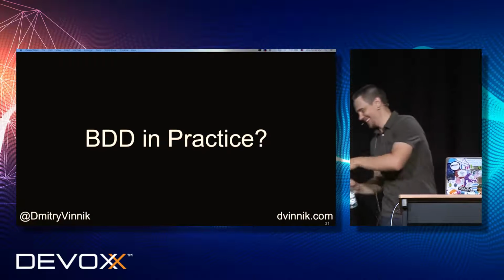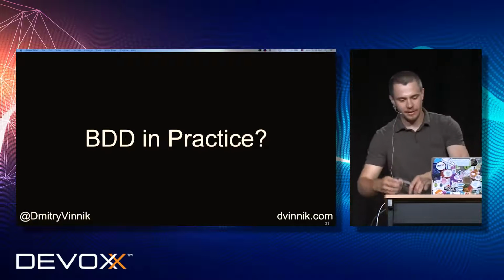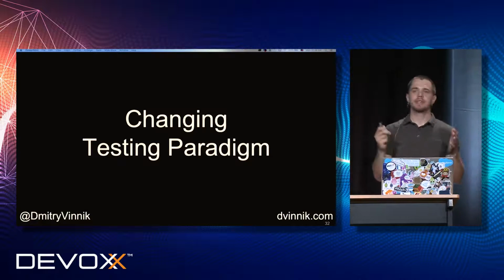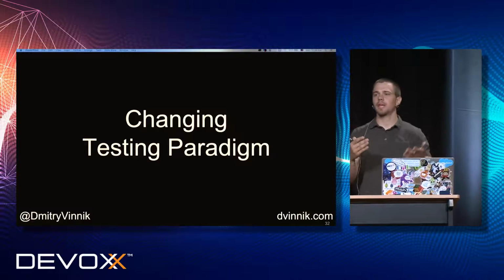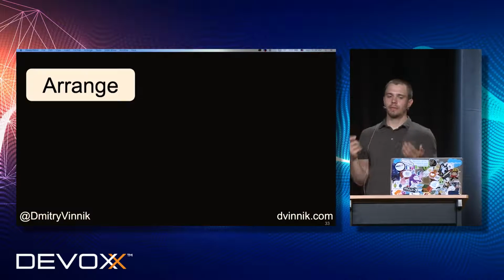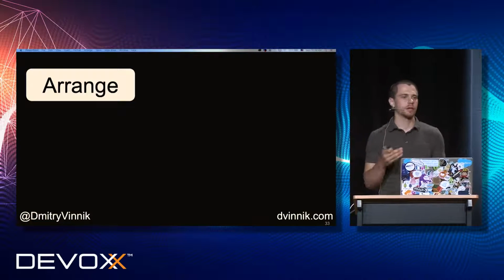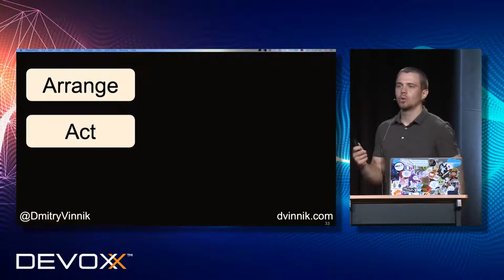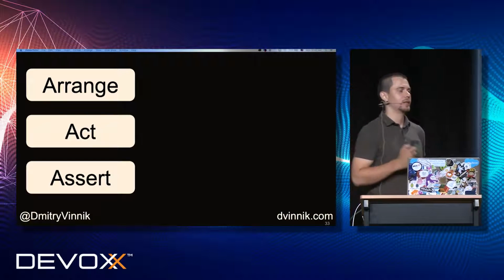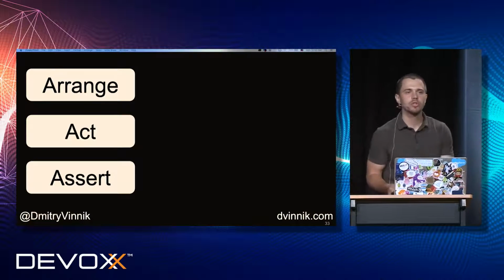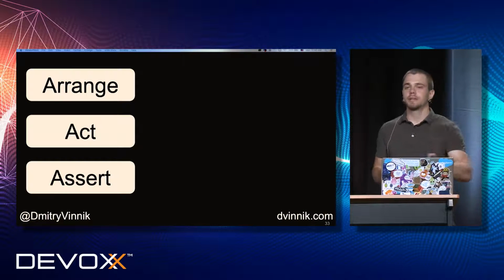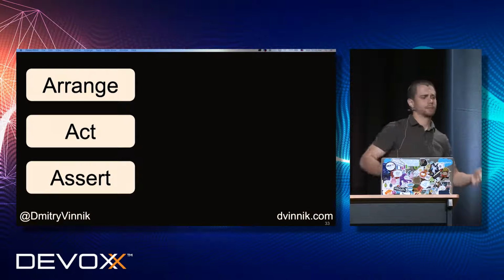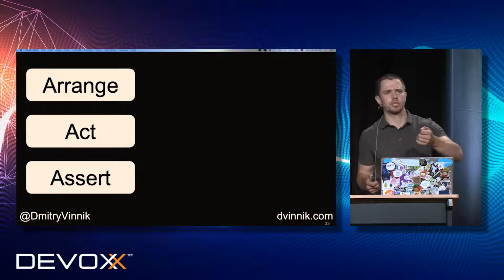Oh, so good. So BDD in practice is really about changing the testing paradigm, in the sense that it's the same old principles, just named a different way. In regular testing, just simple assertion testing, there are three main aspects: you arrange your test data, you act on that data, and then you assert on that data, basically three A's. Most of the regular tests that you write will follow this pattern. Set up the data, test it, then make sure it matches the condition you set up.